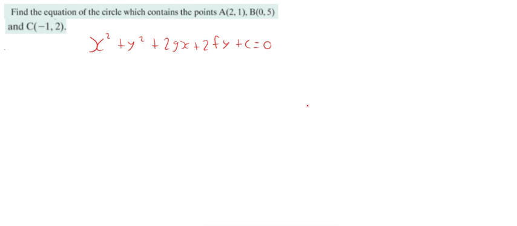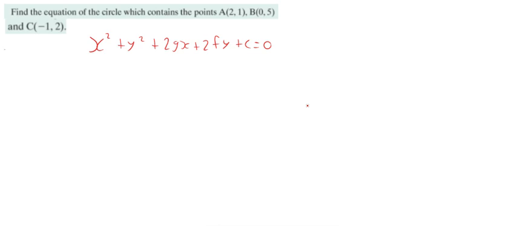Hi folks, this is how to find the equation of a circle when you're given 3 points. You're given the points (2, 1), (0, 5) and (-1, 2) for this circle. If we sub any of those points into the equation of the circle, it should work out to be 0. So I'm going to use this equation here, the one with the g, f and c in it.